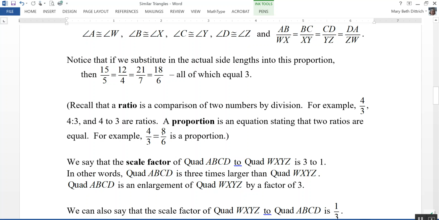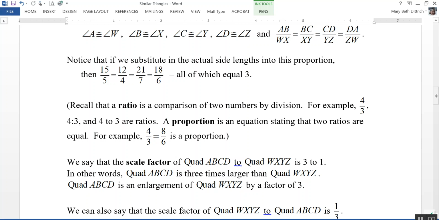Going back to our quadrilaterals, we can say that the scale factor of quadrilateral ABCD to quadrilateral WXYZ is 3 to 1. We got that number from this ratio here. In other words, quadrilateral ABCD is 3 times larger than quadrilateral WXYZ. Quadrilateral ABCD is an enlargement of quadrilateral WXYZ by a factor of 3.